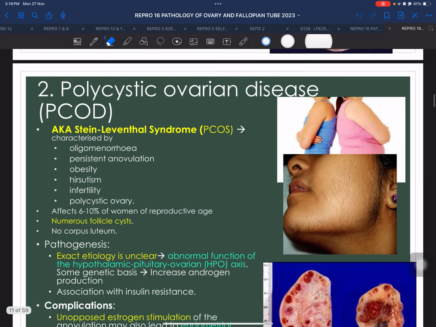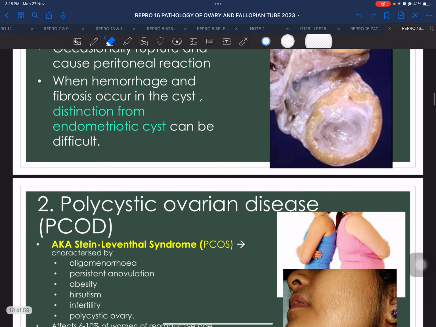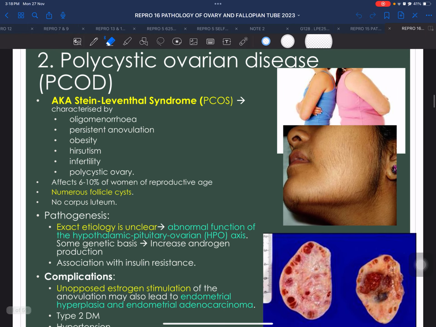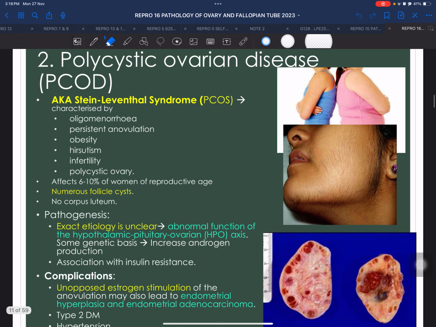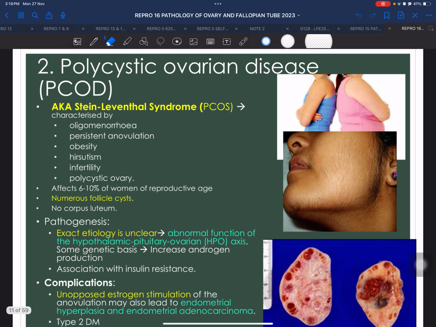So the next one is polycystic ovarian disease. Okay, so this is a syndrome that is also known as Stein-Leventhal syndrome, and it is characterized by oligomenorrhea, obesity, hirsutism, infertility, an ovary that has many cysts, right, and persistent anovulation. And usually they come to attention after menarche in teenage girls and young adults.